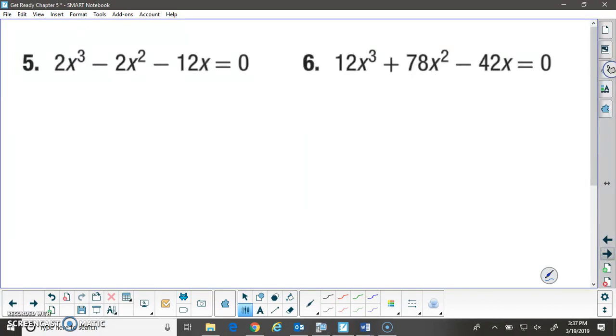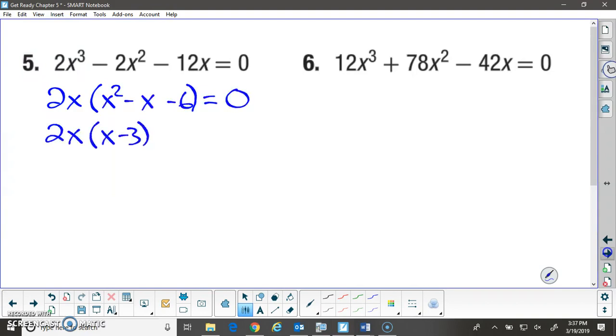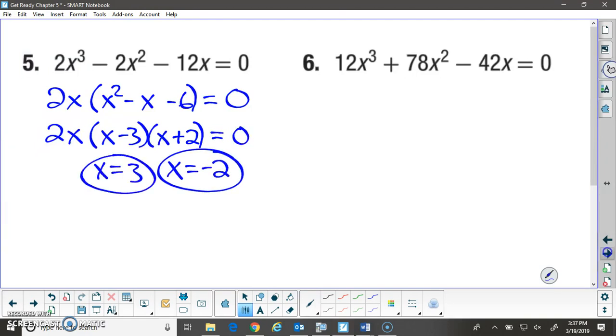Number 5, this one gets done a little bit differently because there's a GCF. The GCF is 2x. If we take 2x out of everything, it leaves us with x squared minus x minus 6. Then that trinomial can be broken down into x minus 3, x plus 2. And so now we're going to have three solutions. You can see how we get the negative 2 and the positive 3. But if you set 2x equal to 0, that would give you an additional answer of 0. So three solutions to number 5.